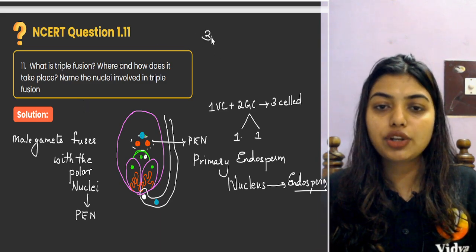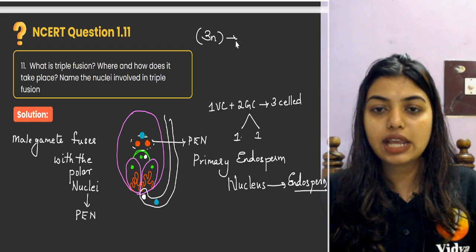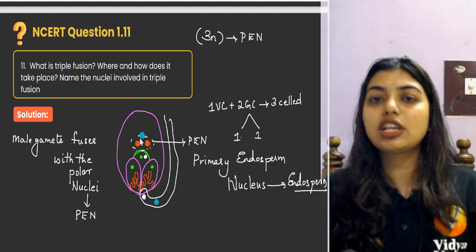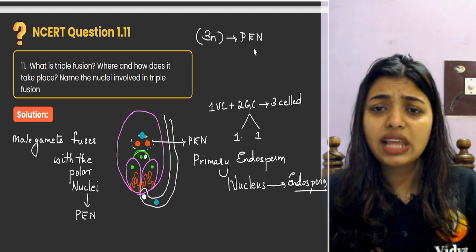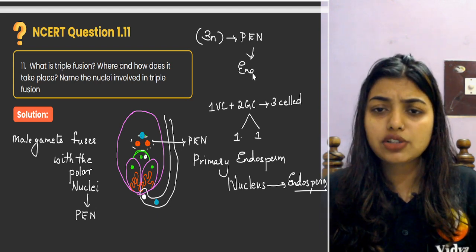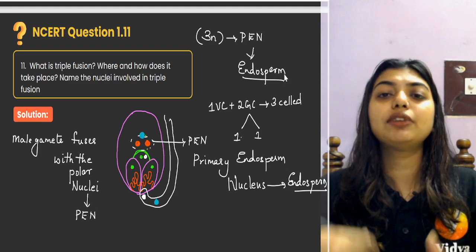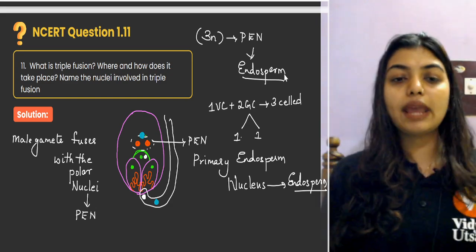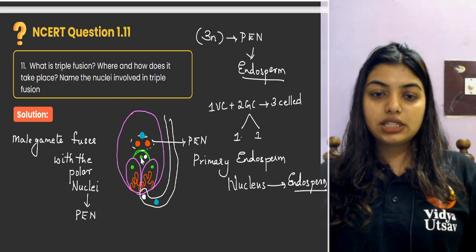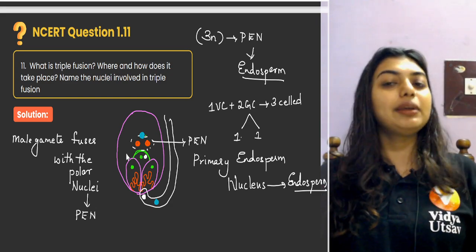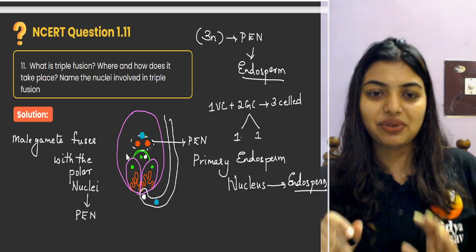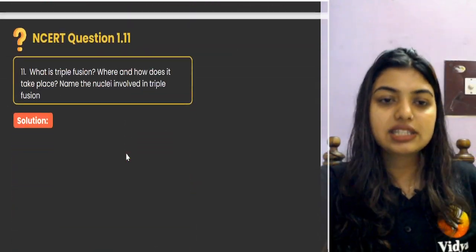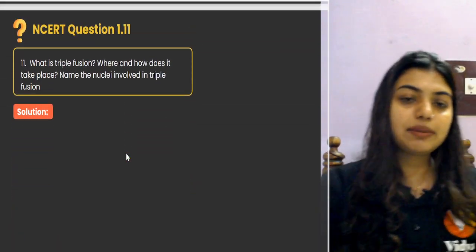The PEN is going to be a triploid structure, students, because three nuclei are fusing. This PEN's fate is to form an endosperm, and this endosperm is going to provide nourishment for the growing embryo, telling it, take whatever nourishment you want, you grow better. Embryo is going to be formed how? The egg and the other male gamete give rise to a baby, that is the zygote or the embryo. Understood triple fusion? Very easy peasy question.